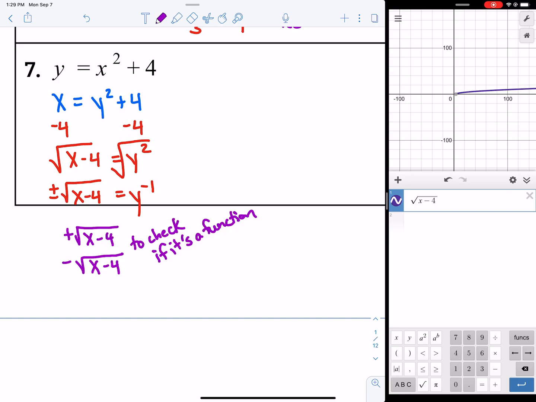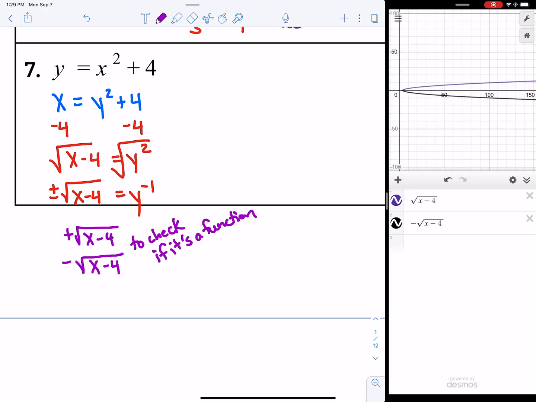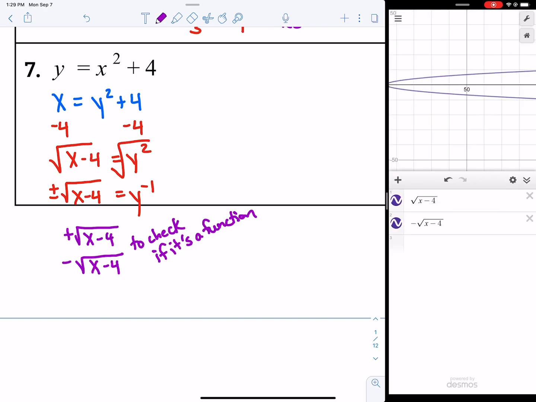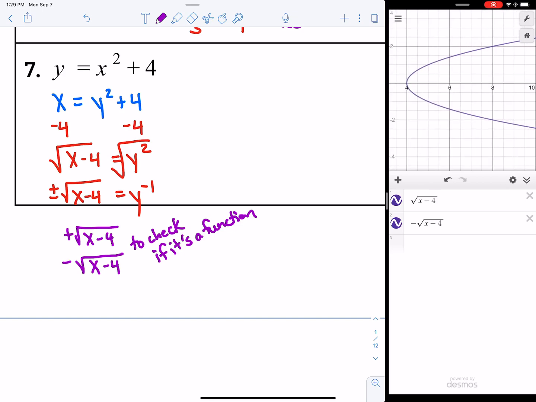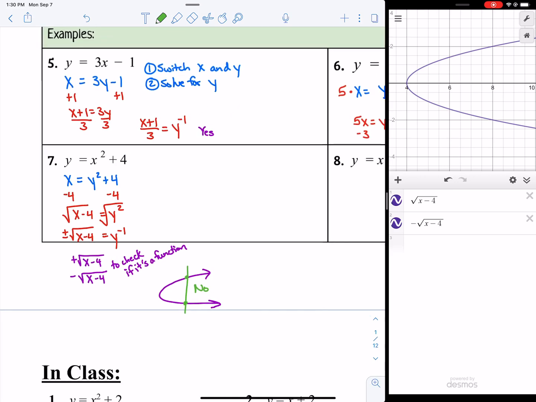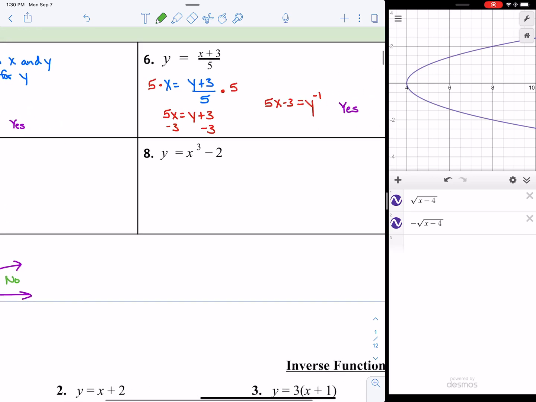So let's type positive square root of x minus 4 and then negative square root of x minus 4. And notice, let me turn those into the same color. It looks like a sideways facing parabola. So if I were to draw a vertical line through that graph, I could touch it more than once. I could touch it twice. So this is not a function. So we'd say no, not a function.